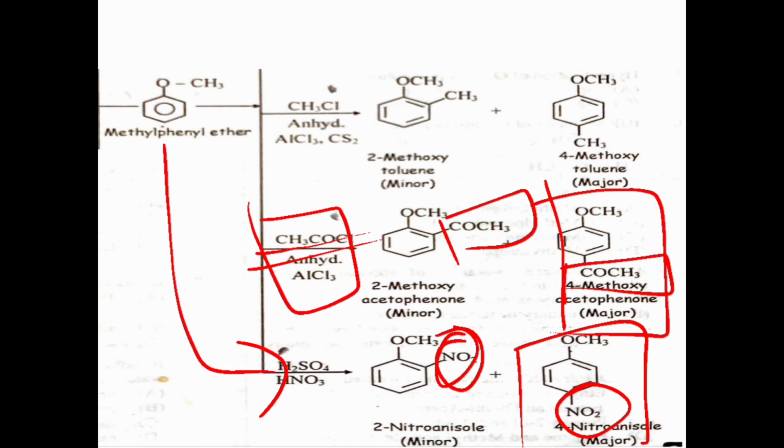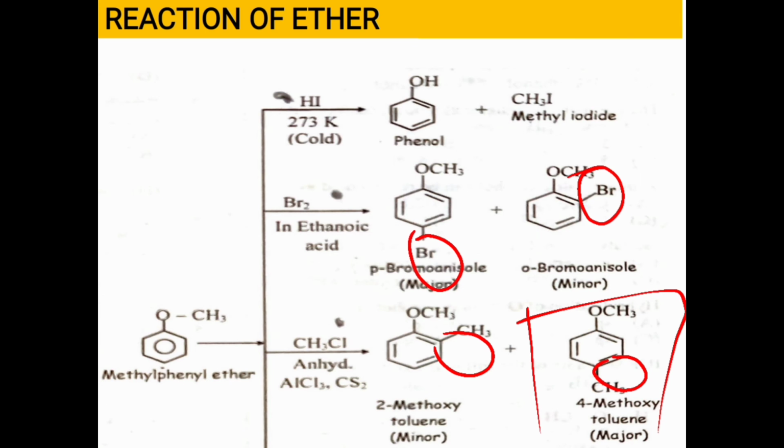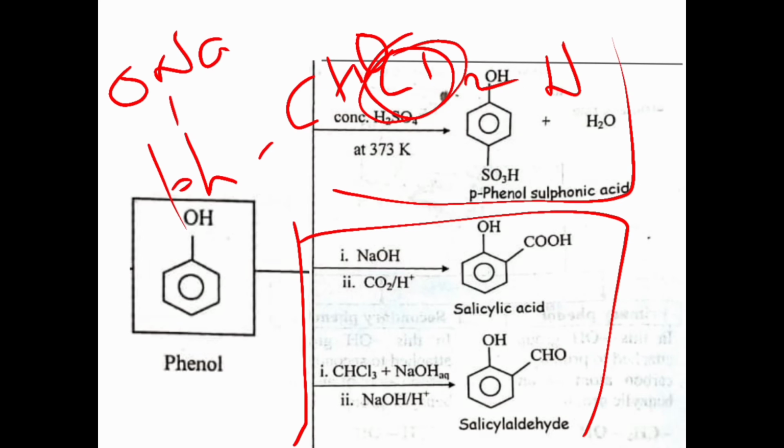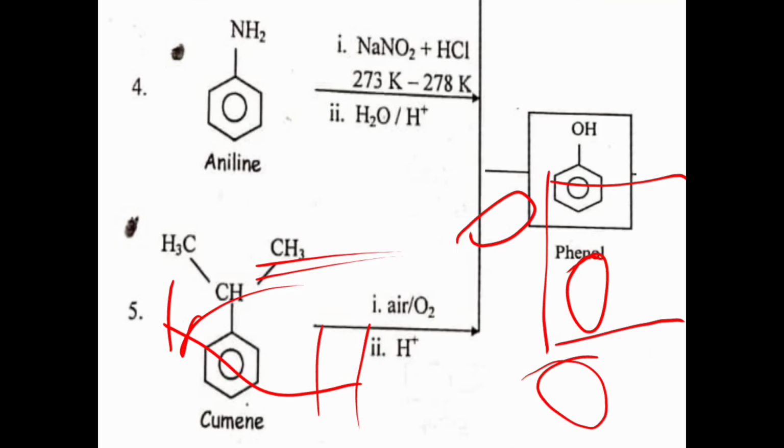So students, this is the end of the discussion that we started about the chapter alcohols, phenols and ethers. In this chapter we have done several reactions of alcohols, phenols and ethers, and the preparation of ether, preparation of alcohol, preparation of phenols and everything.